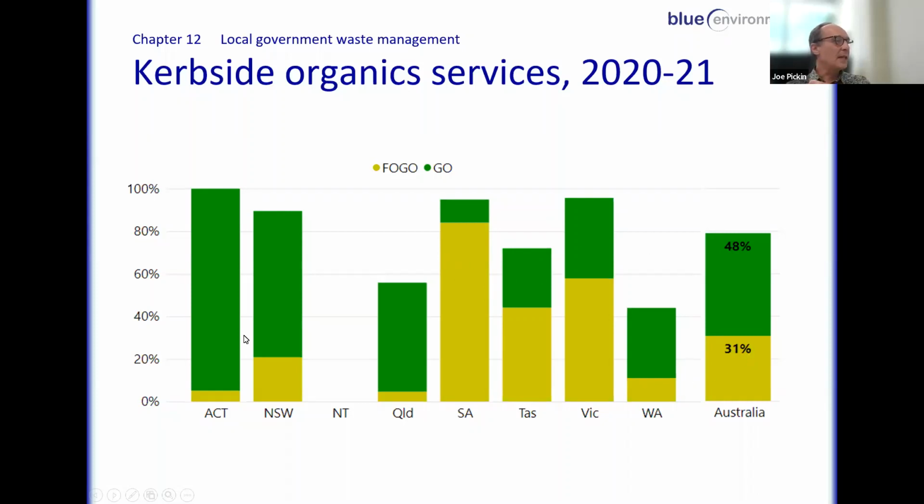And FOGO is this one. So South Australia, Tasmania, Victoria, leading on FOGO, that's food organics and garden organics collected together. And the others are mostly looking at just garden waste alone. Now that is changing across the country. There's strong policies in place, and this is changing over time.